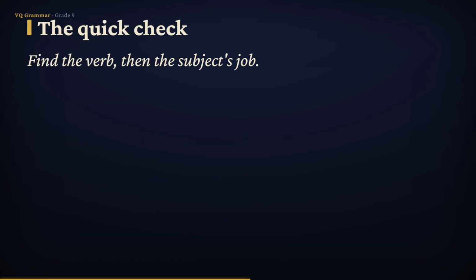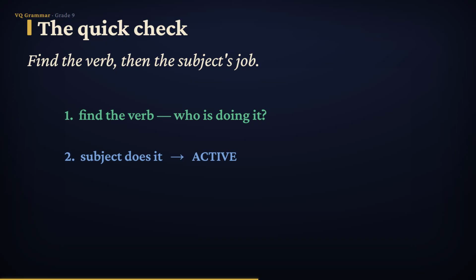Let's boil the whole lesson down to a quick check. Step 1. Find the verb, then ask who is doing that action. Step 2. If the subject is the one doing it, you're in the active voice. The doer is the subject. Step 3. If the subject is receiving the action instead, and you spot a form of be plus a past participle, often with a by phrase, then you're in the passive voice.